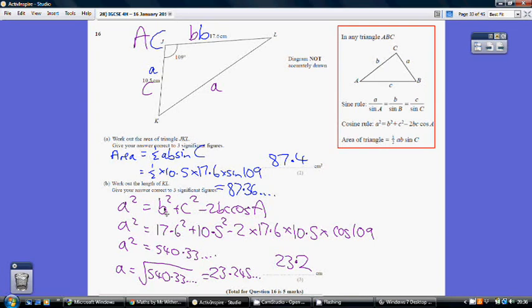So a squared equals b squared plus c squared minus 2bc cos A. So a squared equals 17.6 squared plus 10.5 squared minus 2 times 17.6 times 10.5 times cos 109. So a squared is this, square root this, and I get a being 23.245 dot dot dot. So to three significant figures, that's 23.2.